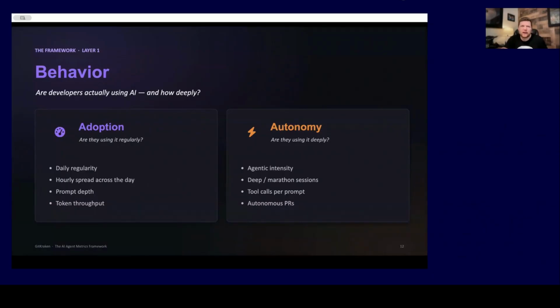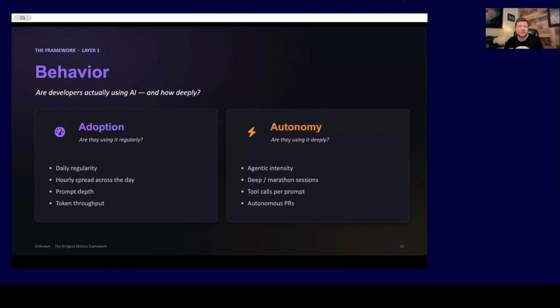Behavior. This is layer one, and the key insight is that it splits into two parts. First is adoption, and that's the breadth. Are people using AI regularly, daily, across the day, with real prompt depth and volume? Then on the other side is autonomy, and that's the depth. Are they actually handing real work to agents: long-lasting agentic sessions, lots of tool calls, autonomous pull requests?